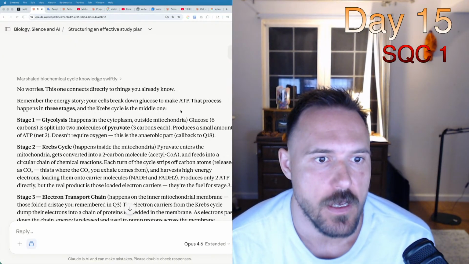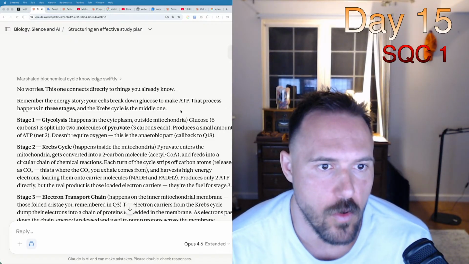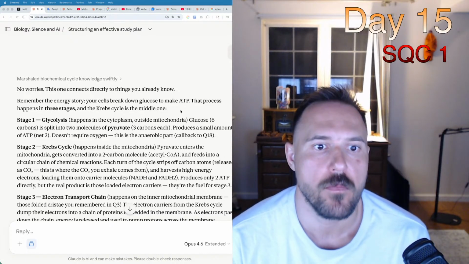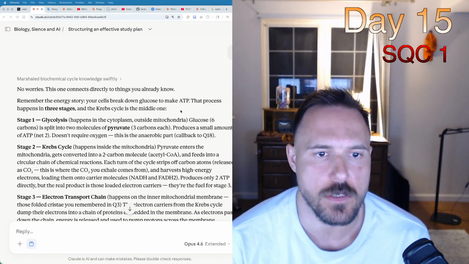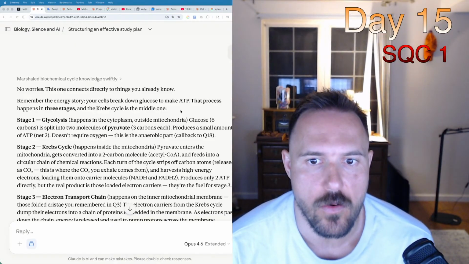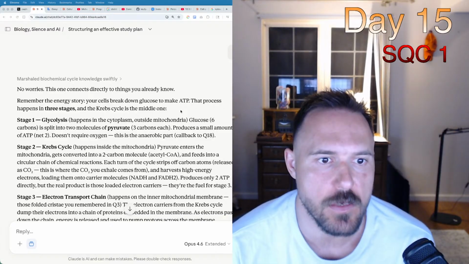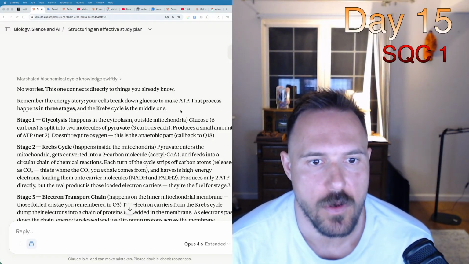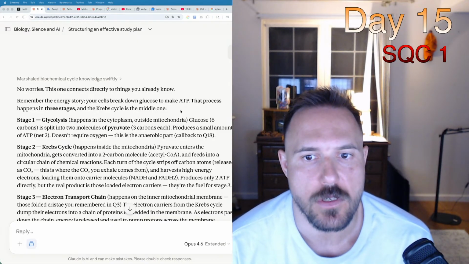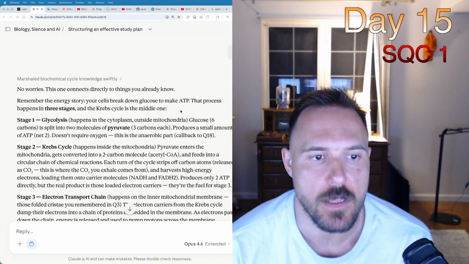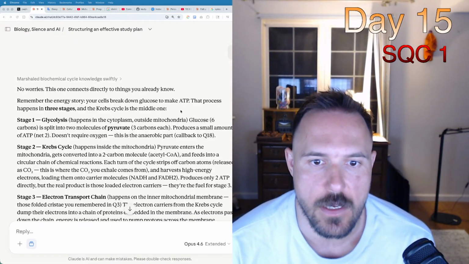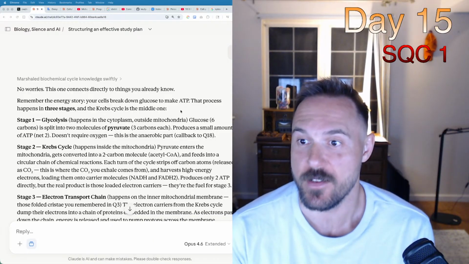Stage 1, glycolysis, happens in the cytoplasm, outside the mitochondria. Glucose, 6-carbon, is split into 2 molecules of pyruvate, 3 carbons each. It produces a small amount of ATP, net 2. It doesn't require oxygen. Yep, this is the anaerobic part. I just called it.